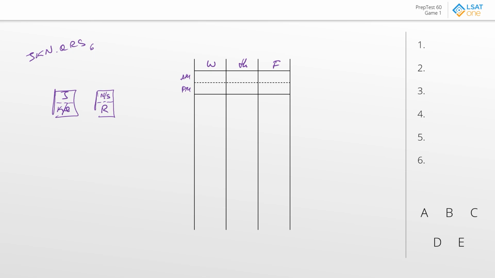Lastly, we're given that Q is going to have to go before both K and N. Specifically, they clarify it's on an earlier day. So this doesn't count for morning before afternoon. This has to be on an entirely prior day altogether. Now that does make Q restrictive, doesn't it? Because obviously Q can't go on the Friday, so it's going to have to go either on Wednesday or Thursday. There's only 2 different days that it can go on.